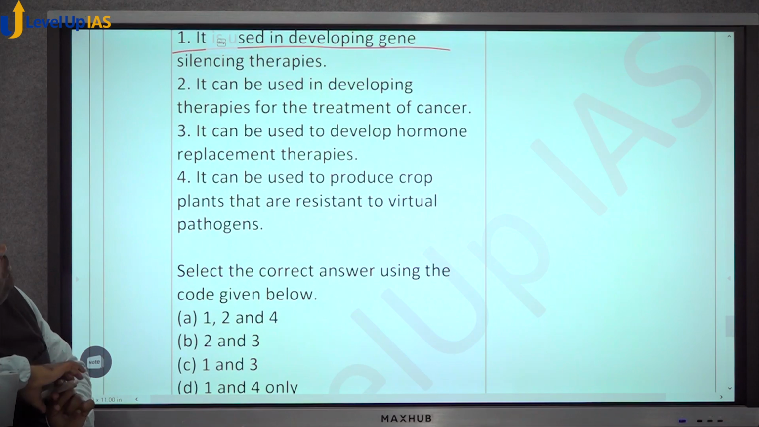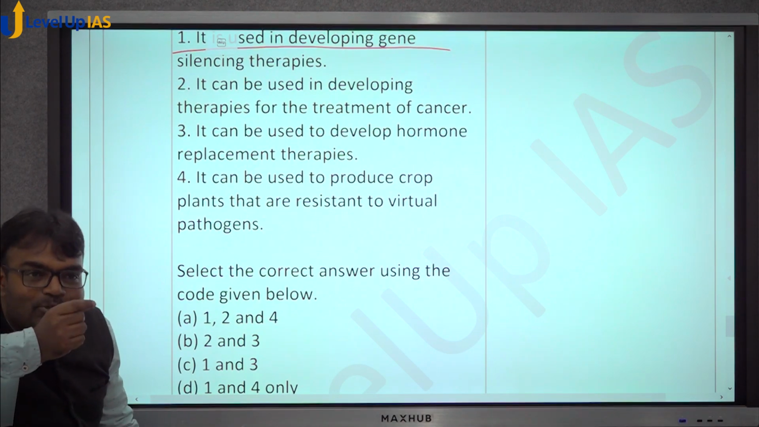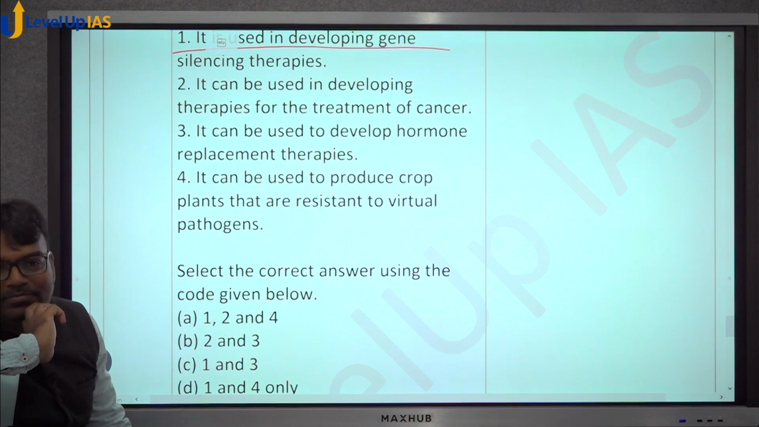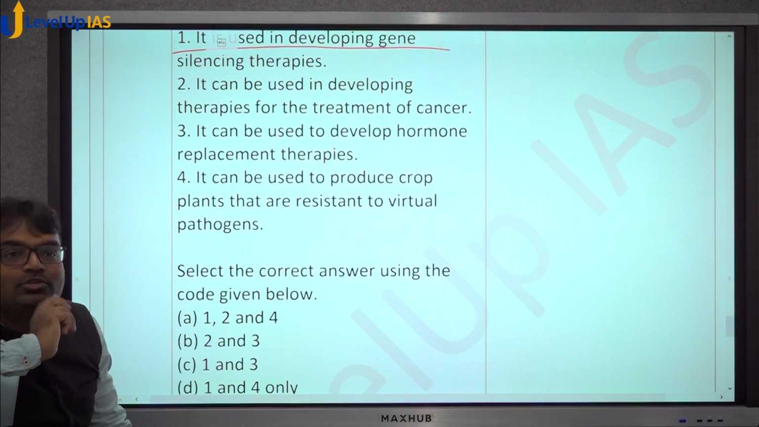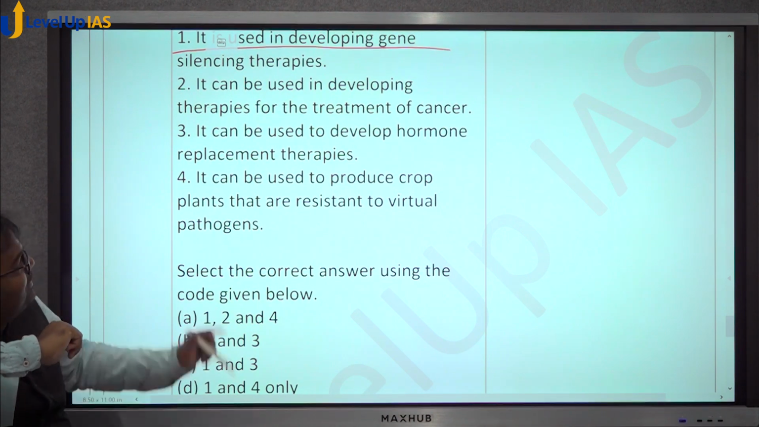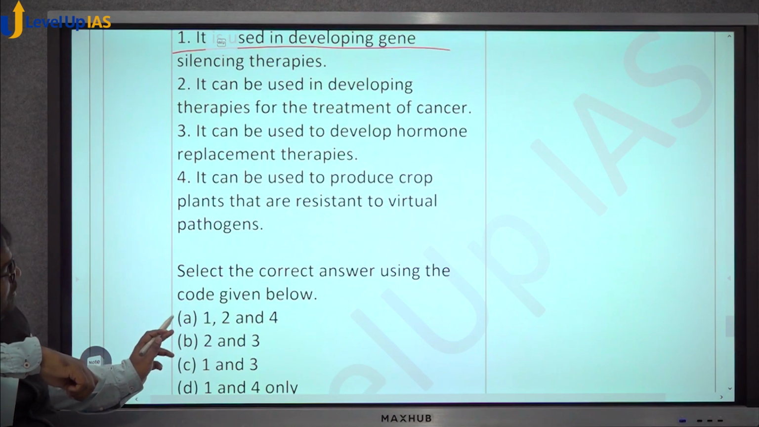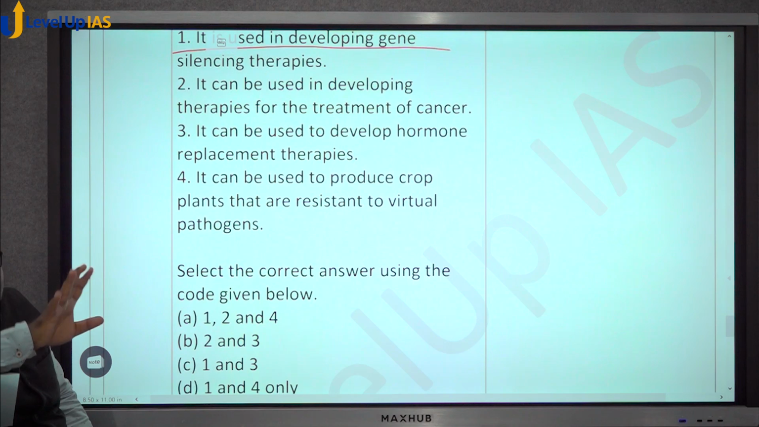Second, it can be used to develop therapies for the treatment of cancer. Now see, some gene may be responsible for some protein which is multiplying a lot and is causing cancer. RNA interference technology can stop that gene from functioning. So yes, 1 and 2 are correct, 3 is wrong. You are left with 1, 2 and 4. You do not need to know whether 4 is there or not.